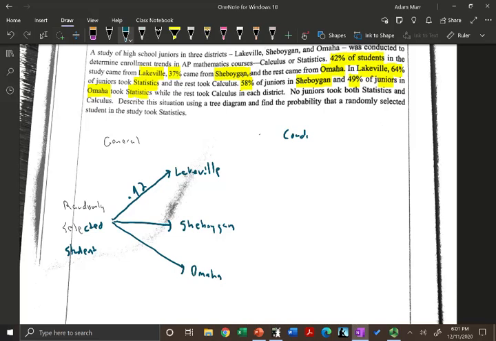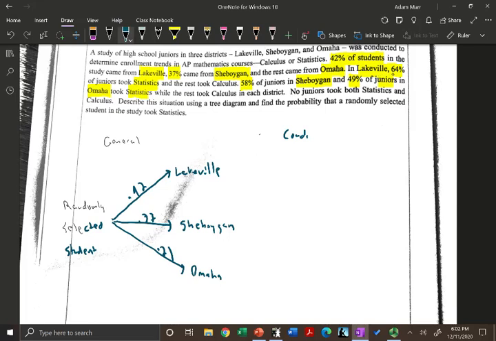37% came from Sheboygan, 0.37. And the rest came from Omaha, so we just have to add 42 plus 37, which is 79. So 1 minus 0.79 is, of course, going to be right there, 0.21. All right, cool. Next, let's do the conditional part right here.